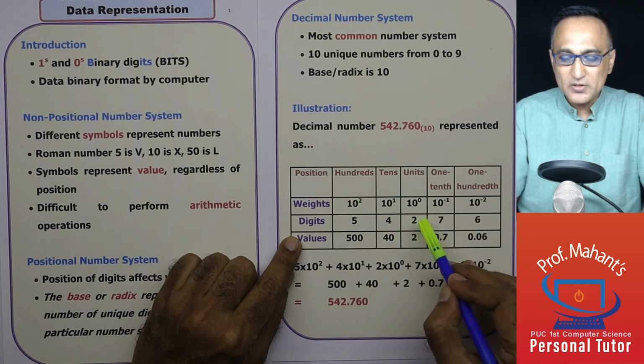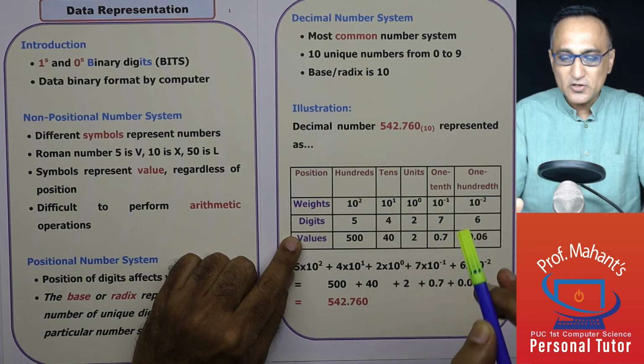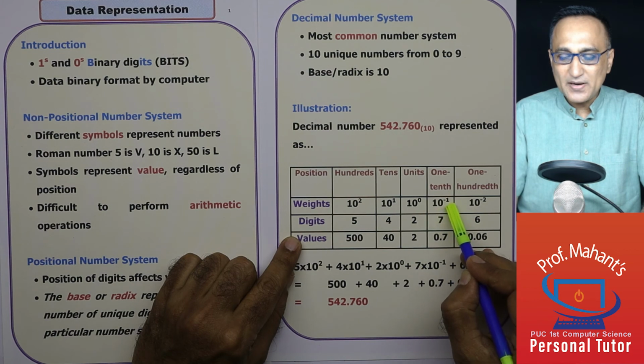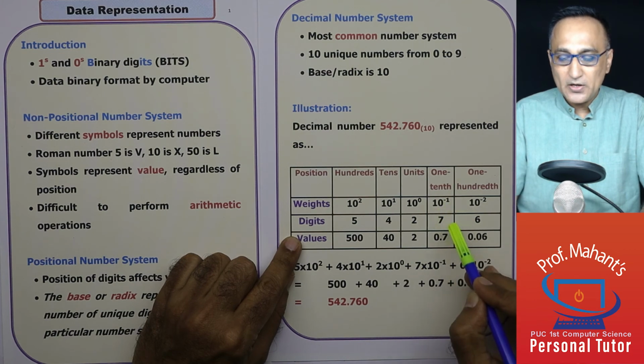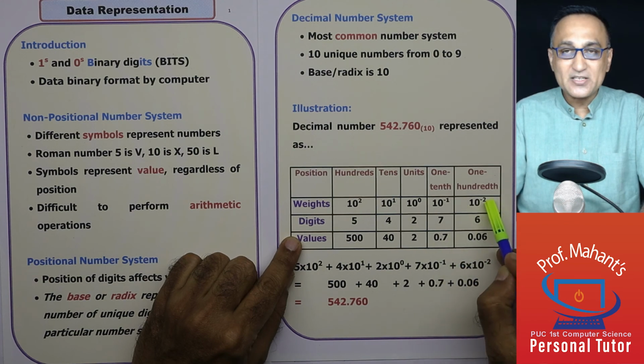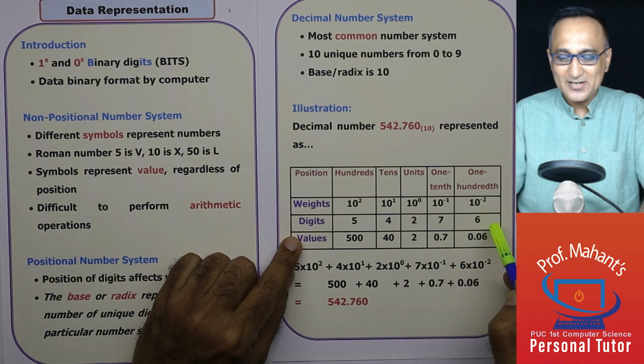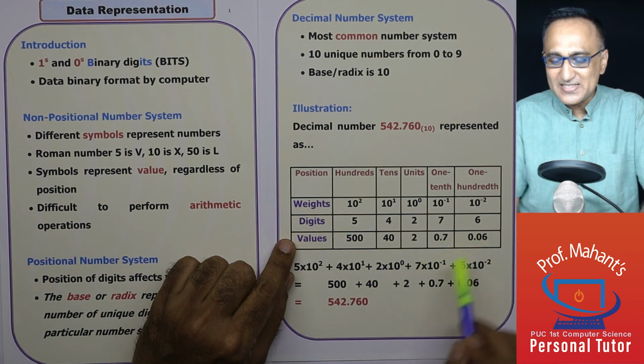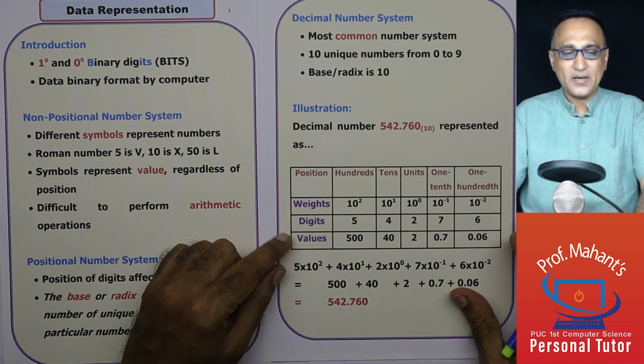The value of 2 is 2 into 10 raised to 0, which is 1, so 2 into 1 is 2. 10 raised to minus 1 is 0.1, so 7 into 0.1 is 0.7. 10 raised to minus 2 is 0.01, so 6 into 0.01 is 0.06. When you add the sum of all of these, you get the final number.